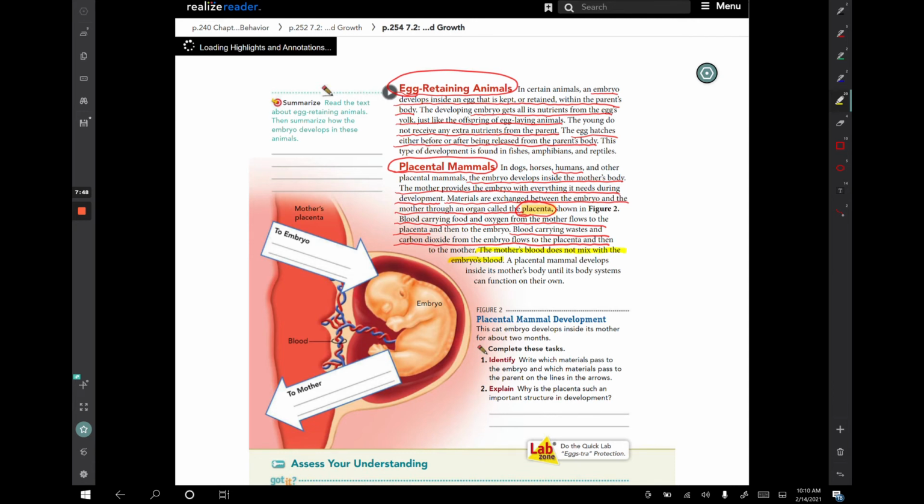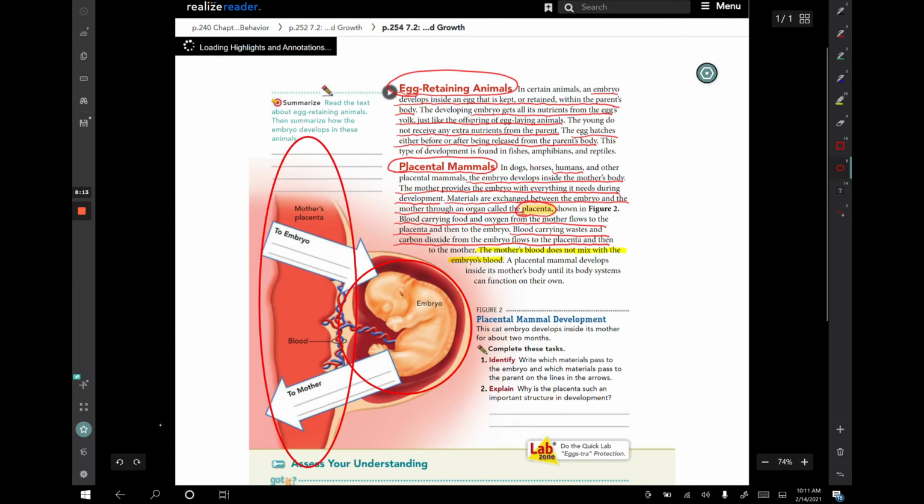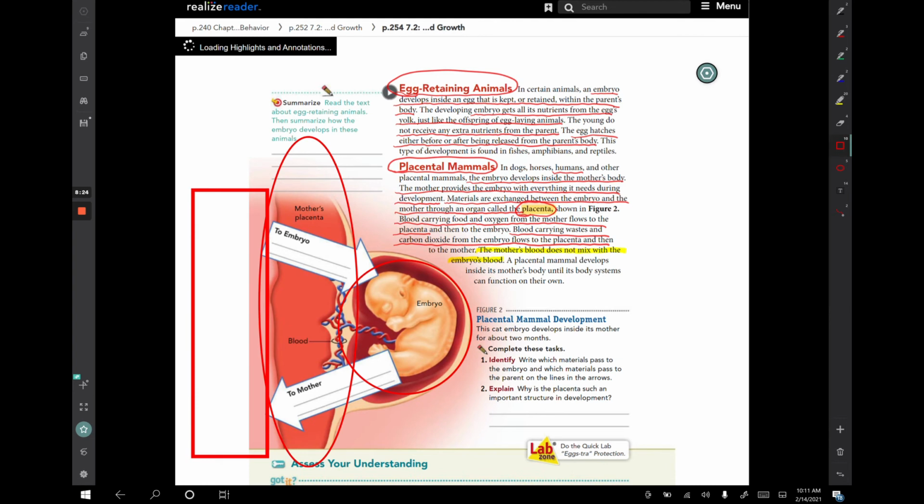So if we look at this diagram over here, which is blown up a little bit too much, we have the embryo here that is developing inside of the mother. So notice it's not in an egg, it's inside the mother. We can see that these blood vessels here are attached to the placenta. So here would be the placenta, and then over on the other side, out over here, would be the mother's body. So the placenta is this intermediate organ between the mother's body and the embryo.